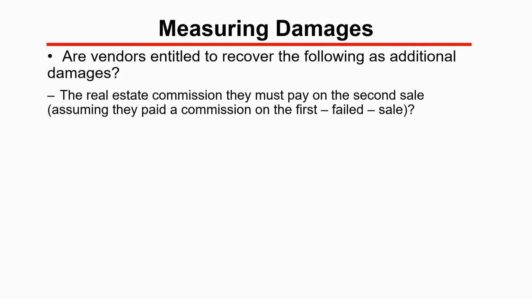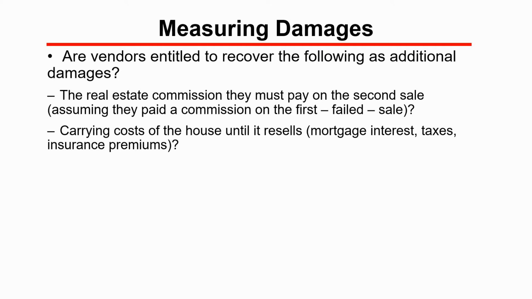The vendor may say, I should get a real estate commission as damages because I had to pay one on the second sale, and I'd already paid a commission on the first sale, the one that failed, so I'm out of pocket 2 commissions. And without the breach, I'd only have had to pay 1 commission, so I should get damages equal to the second commission that I paid.